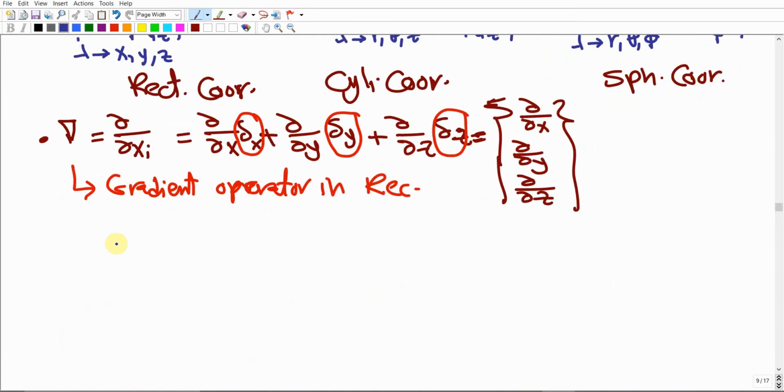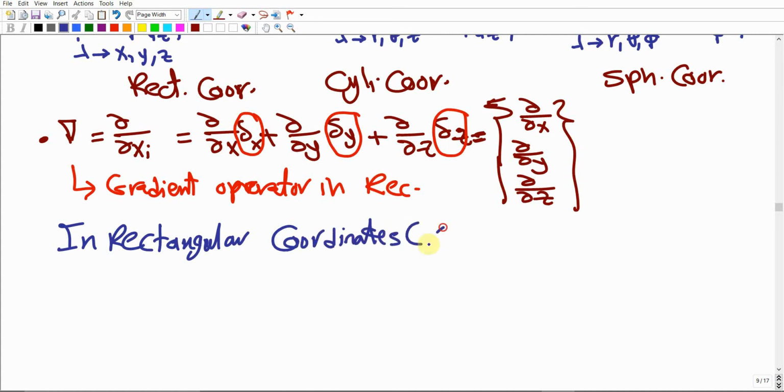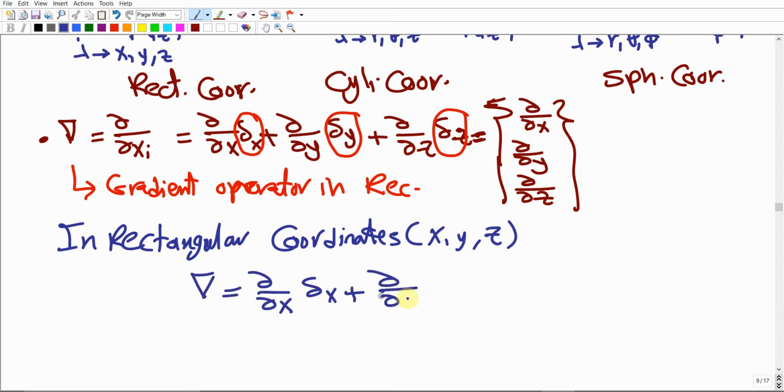So let me remind you very quickly of something regarding the gradient operator in rectangular coordinates. In rectangular coordinates x, y, and z, nabla had been defined as partial by partial x delta x plus partial by partial y delta y plus partial by partial z delta z, right?